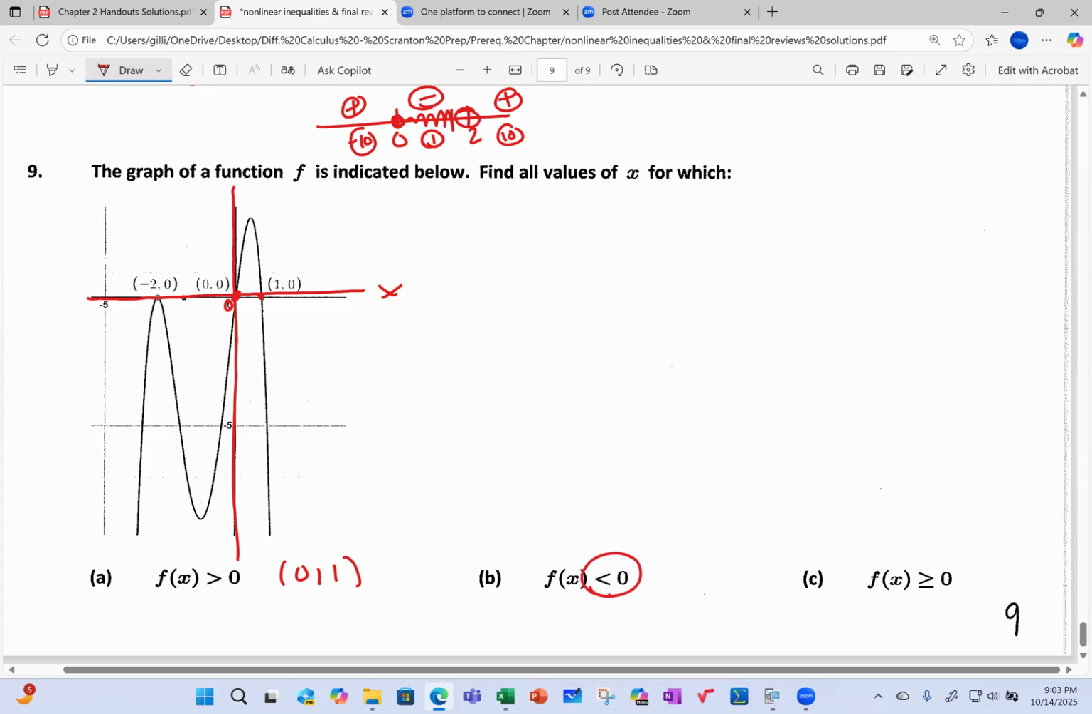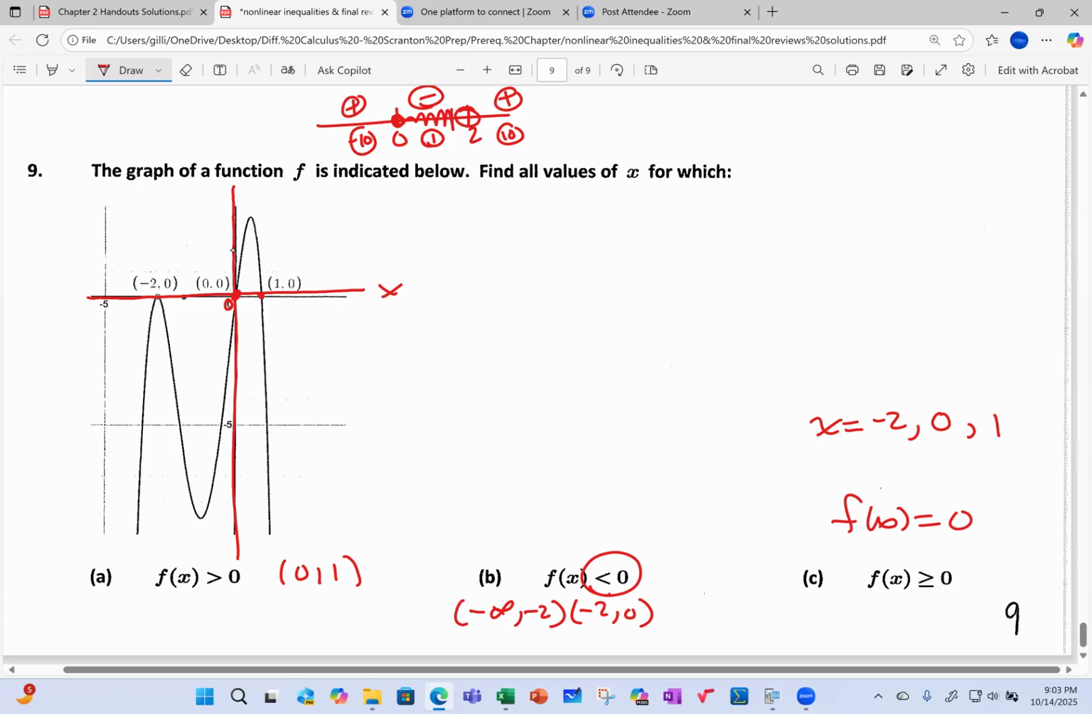Where is the function less than 0? Where's the graph below the x-axis? That's going to be from negative infinity to negative 2, and then from negative 2 to 0. And then this part here, I really wanted you to answer, where is f of x equal to 0? That's where the function hits the x-axis at negative 2, 0, and 1.